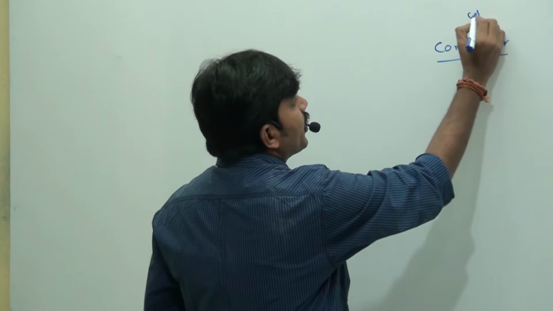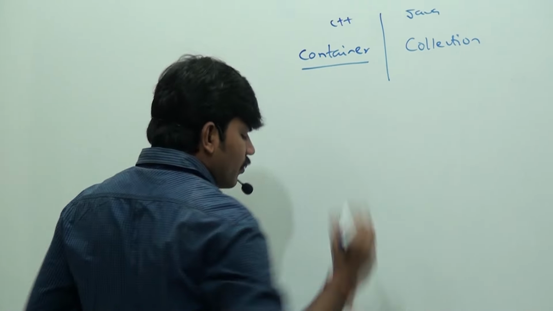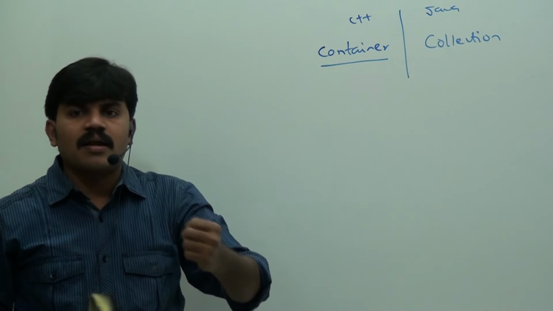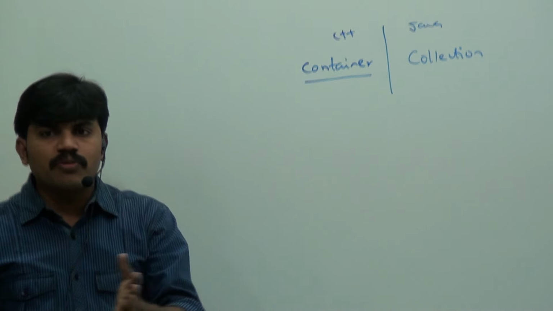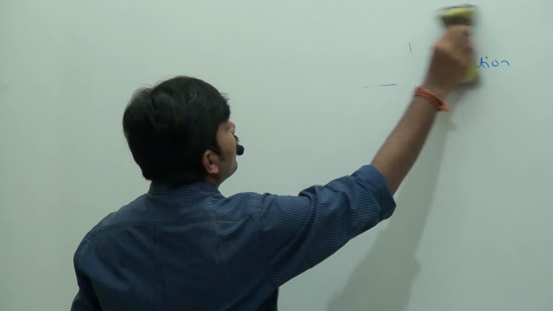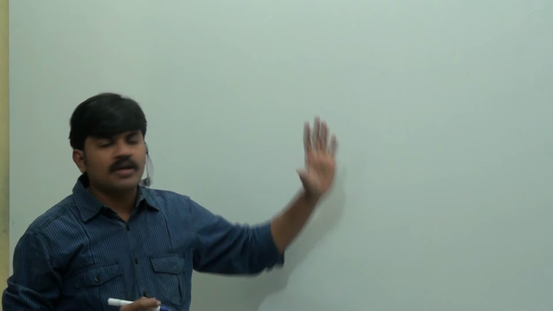In C++ we use container, but in Java we use what? Collection, right? So for which purpose can we use collection? To hold and transfer objects from one place to another place. But to transfer objects from one place to another place across the network, compulsorily the object should be a serializable object. Correct or not? If you want to transfer an object from one place to another place, compulsorily the object should be a serializable object.